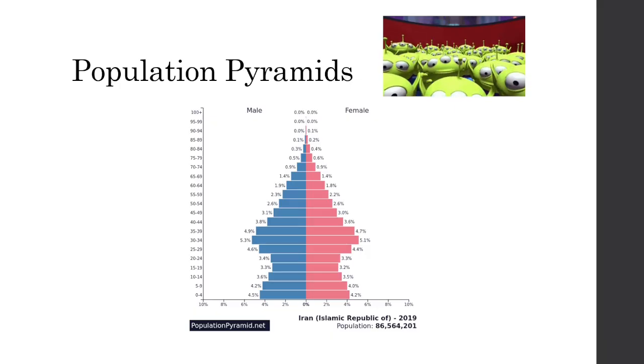So in Iran, it's 5.3% of the population. 0.5% of the population is male ages 75 to 79, but 0.6% of the population is female ages 75 to 79. So we can actually conclude from this population pyramid that the life expectancy for women is higher than that in men. Not by much, not by like 10 years or so, but it's definitely higher, probably from a year or two.